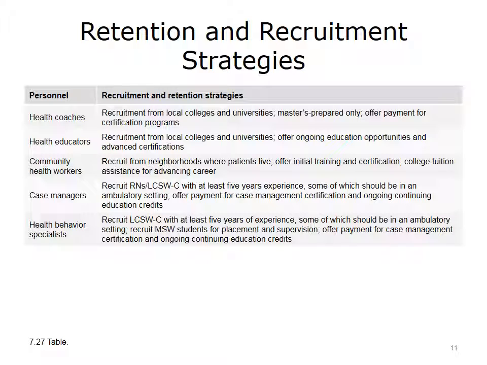And JCHIP pays for nurses to continue their accreditation and certifications by getting those additional credits and going to both local and national conferences. For health behavior specialists, JCHIP has found that it's helpful to recruit masters in social work students who need placement and supervision. And they offer them, again, case management certification when they're eligible for that, and ongoing continuing education.